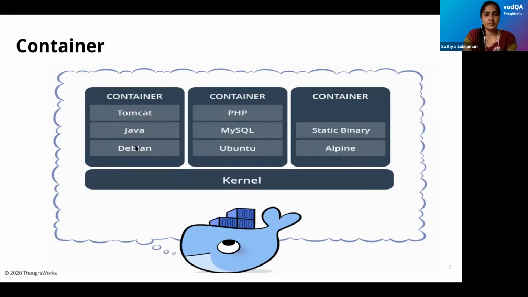Consider Debian as a base image. It's just a snapshot which contains a lot of commands, which is read-only. On top of that, we have Java. So Java is also an image. On top of that, Tomcat is running.